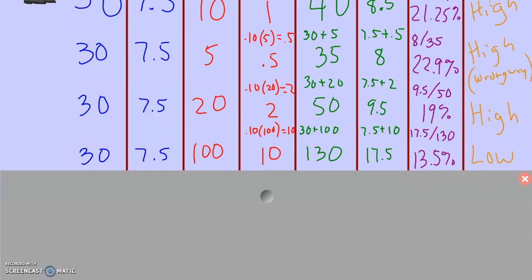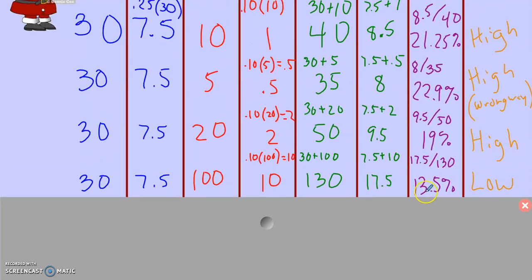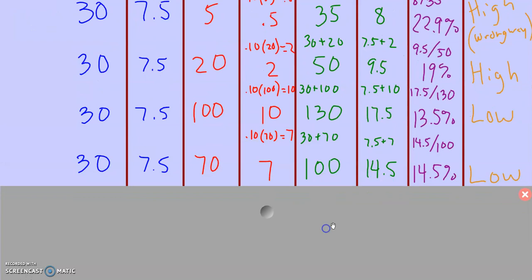I'm shooting for 15%. But if you compare even this guess to this guess, this one's closer to 15 than this is. So comparing these two, my answer is probably going to be closer to 100 than it is to 20 because this is closer to 15. But I'm going to make a guess that's in between 20 and 100 now. And I'm going to go with 70.